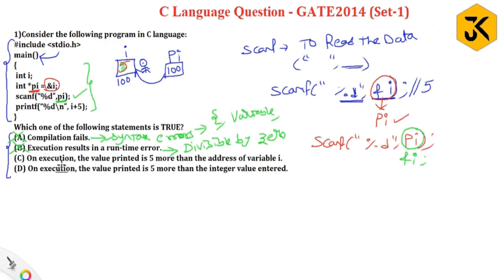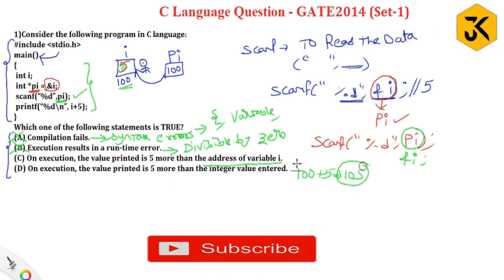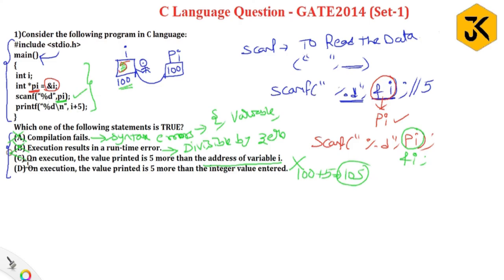Next, option C: on execution the value printed is 5 more than the address of variable i. The address of variable i is 100, so they are saying that 100 plus 5 gives 105. No, so obviously option C is also wrong.